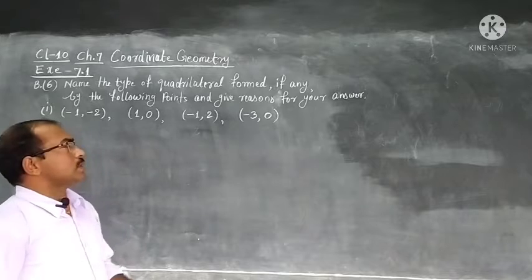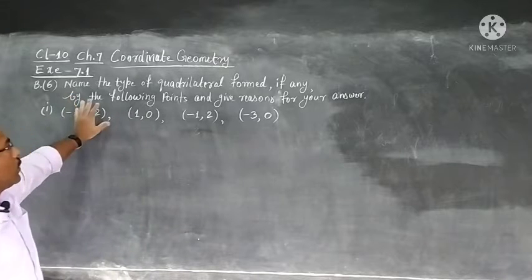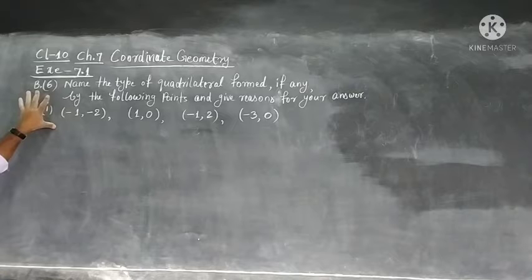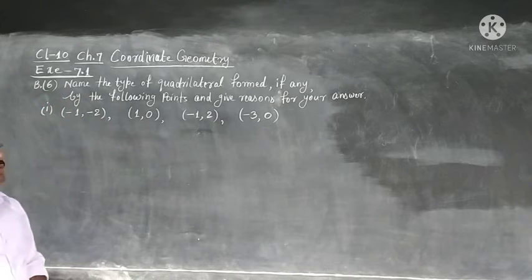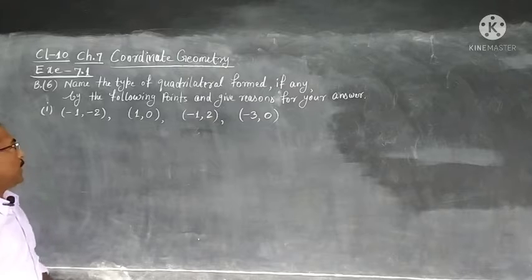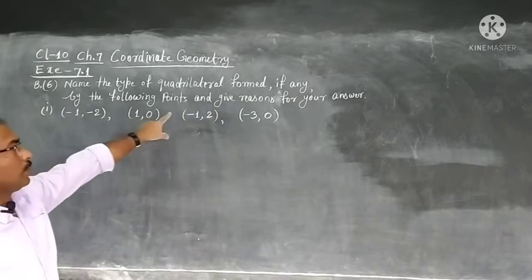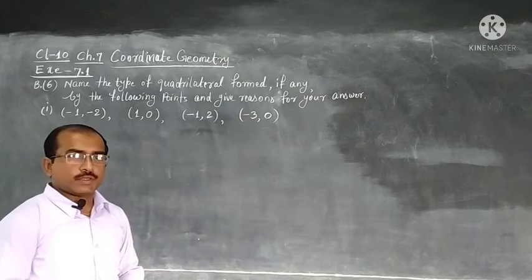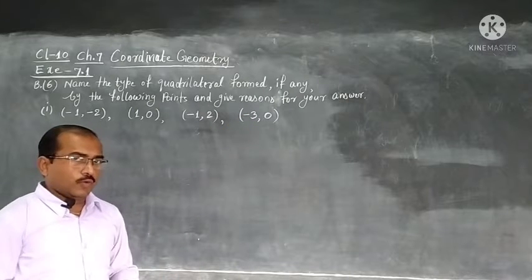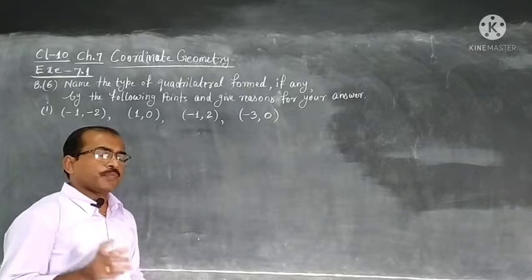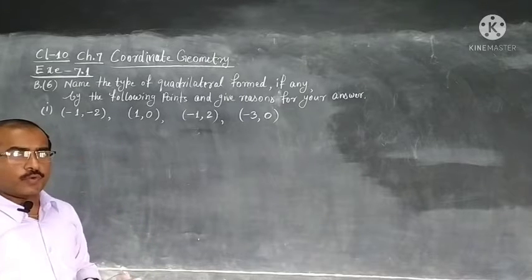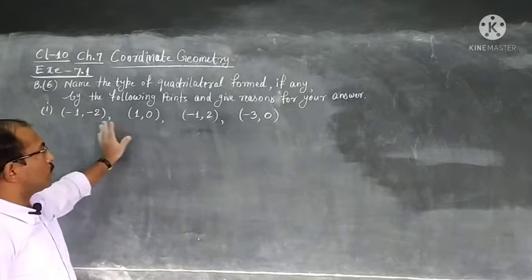This video is a continuation of exercise 7.1. We are now going to learn question number 6. The question is: name the type of quadrilateral formed, if any, by the following points and give reason for your answer. We are using the distance formula in this exercise. We will use that distance formula and find the sides of this quadrilateral.